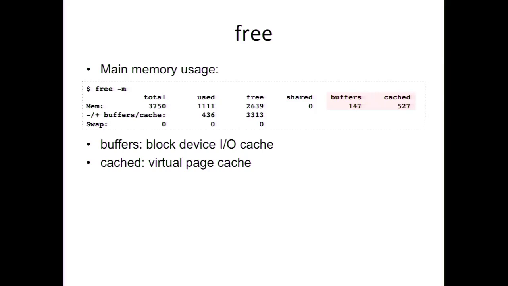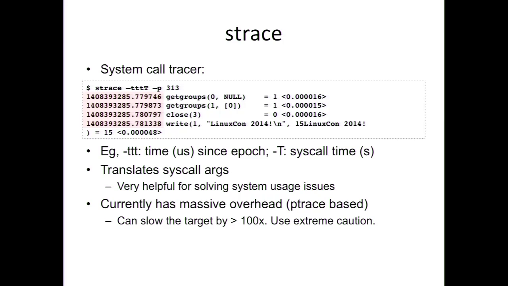Free, you'll see these metrics everywhere, so I can look at different caches inside Linux, although these are unified, so they do share the same memory space, but at least it gives you a breakdown. So we've got buffered for block device I/O and cached for the file system page cache.